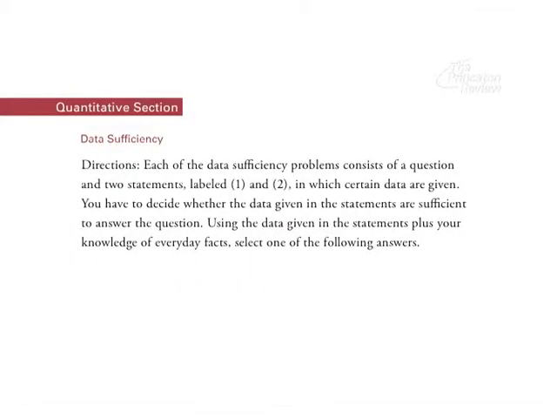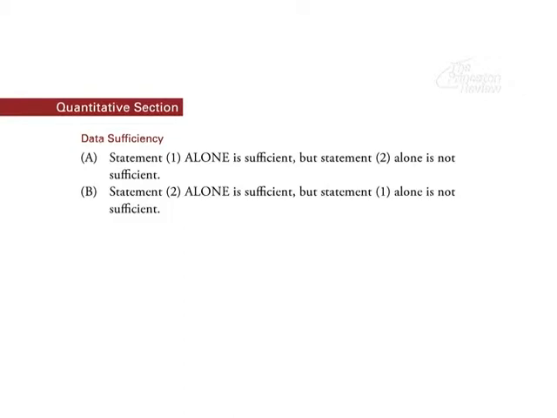Each of the data sufficiency problems consists of a question and 2 statements labeled 1 and 2 in which certain data are given. You have to decide whether the data given in the statements are sufficient to answer the question. Using the data given in the statements plus your knowledge of everyday facts, select one of the following answers. First, A. Statement 1 alone is sufficient, but statement 2 alone is not sufficient to answer the question asked. B. Statement 2 alone is sufficient, but statement 1 alone is not sufficient to answer the question asked.